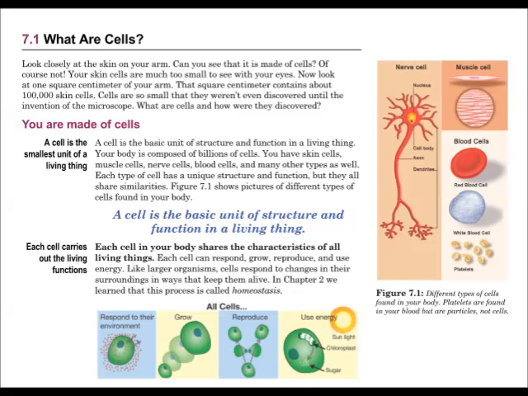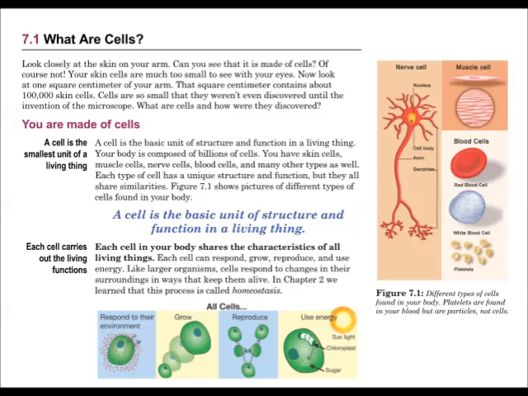Each cell in your body shares characteristics of all living things. Each cell can respond, grow, reproduce, and use energy. Like larger organisms, cells respond to changes in their surroundings in ways that keep them alive. In Chapter 2, we learned that this process is called homeostasis.